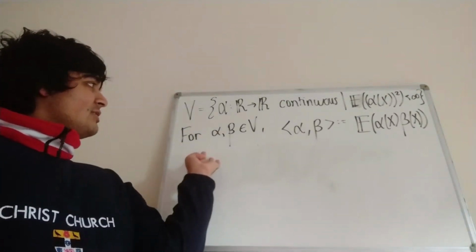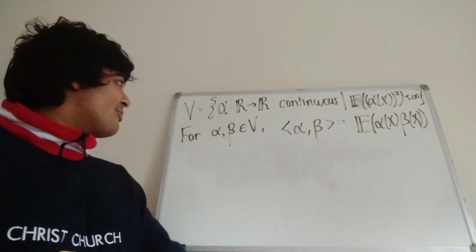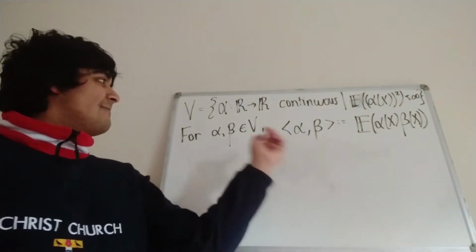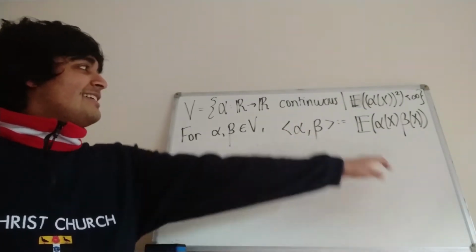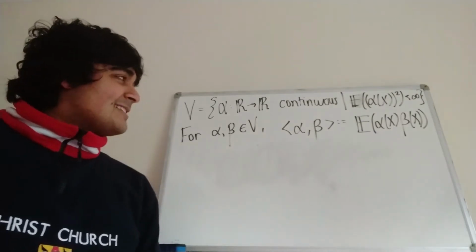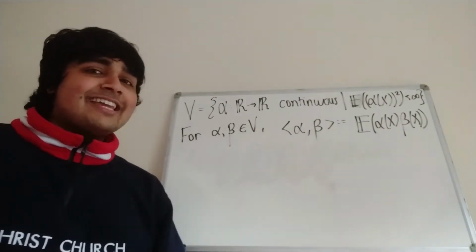What we're going to do is define this guy here, and it looks like an inner product, and we'll show in a second that it is an inner product. For any alpha and beta in V, we're going to say that the inner product of alpha and beta is defined to be equal to the expected value of alpha(X) times beta(X). We want to show that this is an inner product.